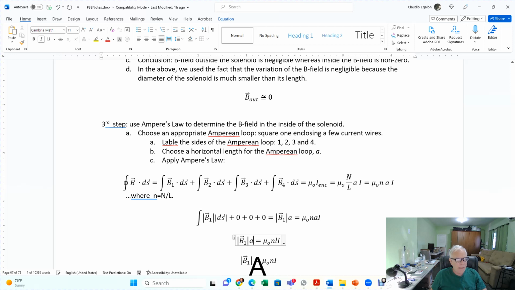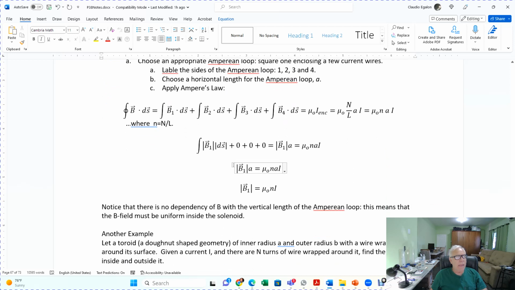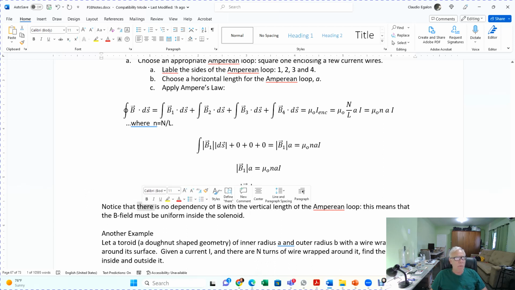I'm just repeating what I have upstairs. Mu naught n I. This A here, that's arbitrary, is going to cancel out with this other A here, and we end up with this B. Notice that there is no dependence of B on the vertical length of the Amperian loop. This means that the B field must be uniform inside the solenoid.